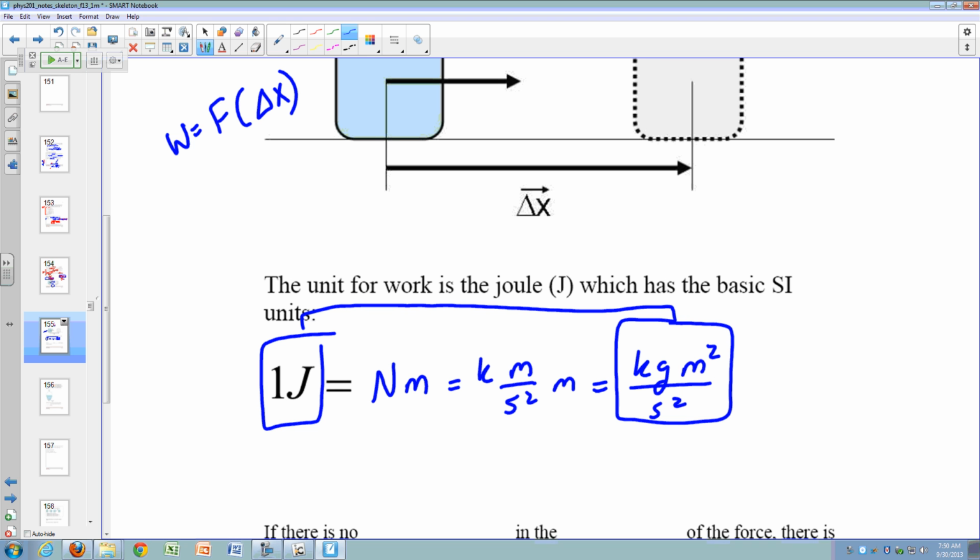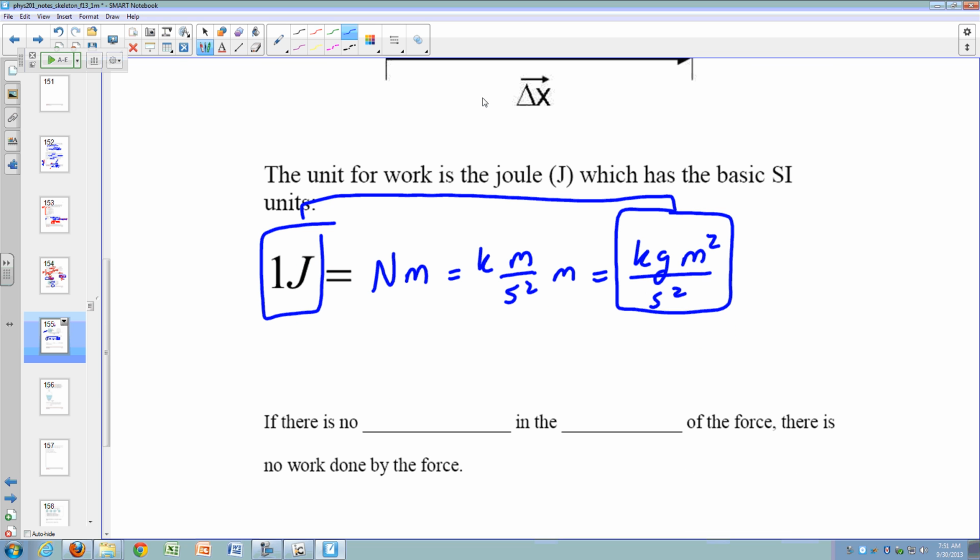I certainly don't expect you to memorize the basic SI units, but be able to take the formula and break it down into its basic SI units. You could see that as a multiple choice question. Not likely, but you could see it. That's useful, especially if you're doing dimensional analysis on your equations, to see if you're getting the equation correct.